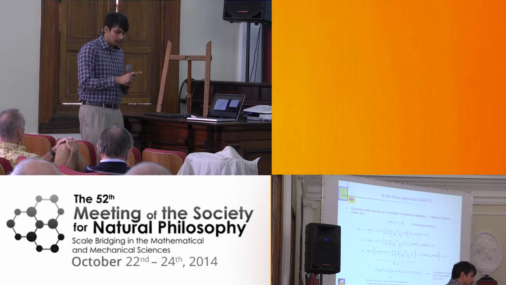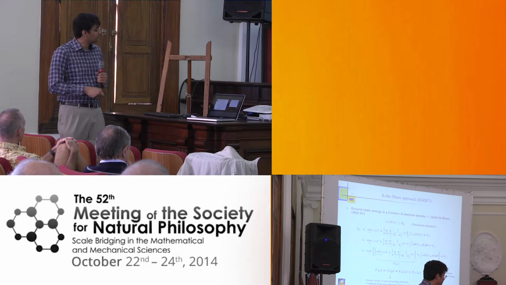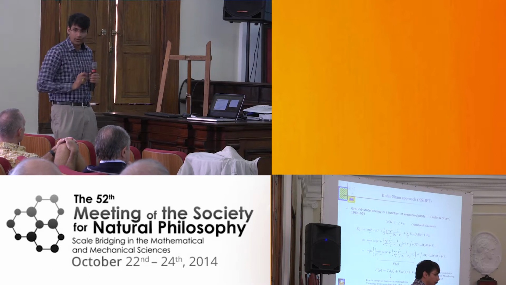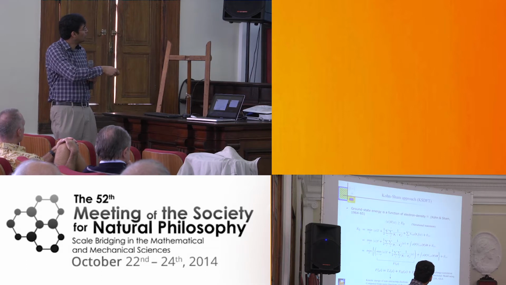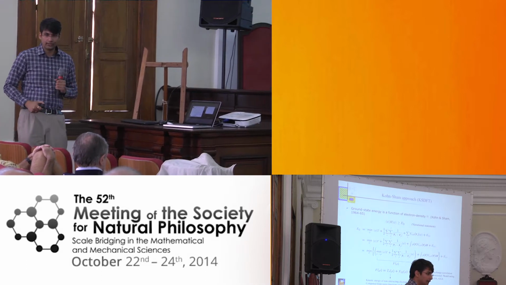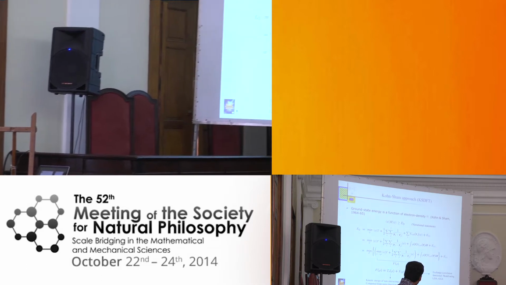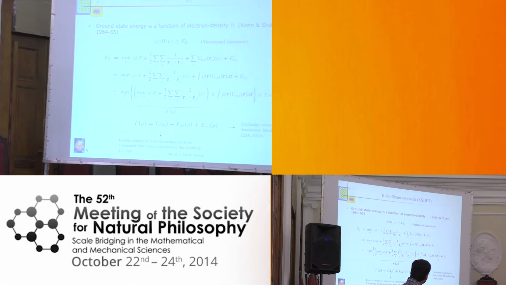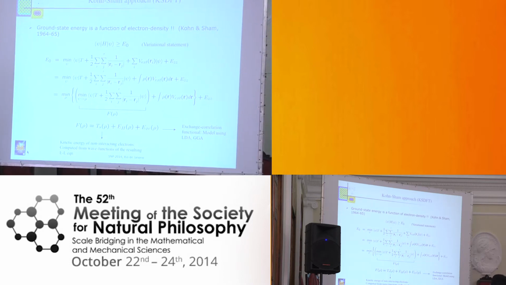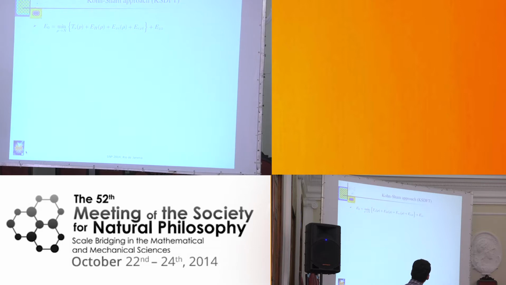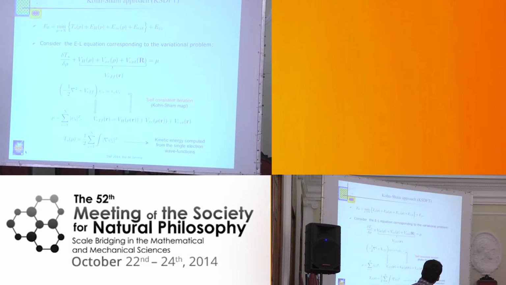So the main difference, as I mentioned, between orbital-free DFT and Kohn-Sham density functional theory is the treatment of the kinetic energy of non-interacting electrons. In orbital-free DFT, this particular term is modeled, whereas in Kohn-Sham DFT, this is computed exactly by looking at the Euler-Lagrange equation corresponding to the variational problem. When we look at the Euler-Lagrange equation, what we end up getting is an eigenvalue problem.